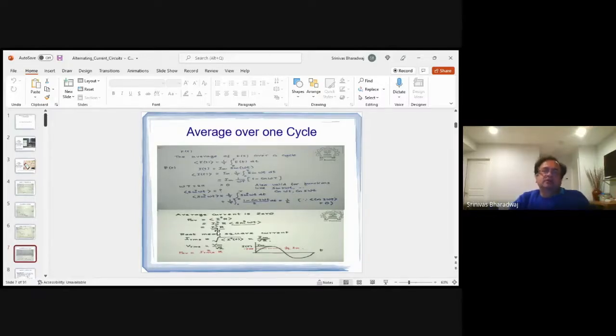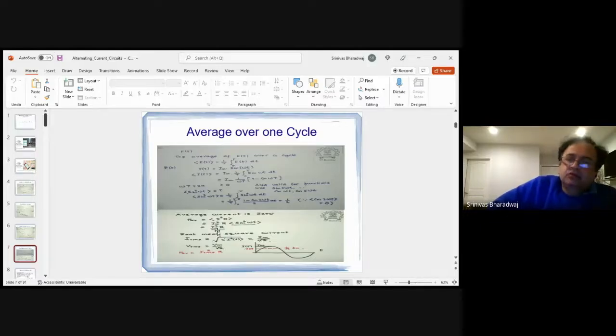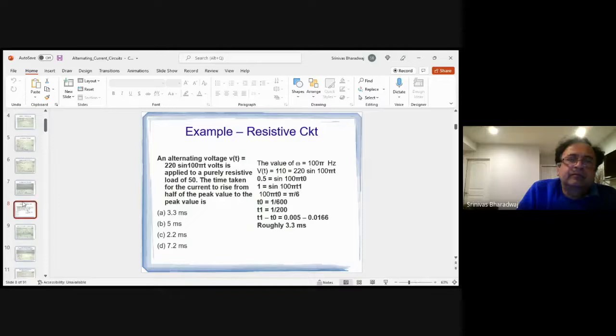So what is the average for sine? For sine over one cycle, the RMS for sine is 1 by root 2, right? Therefore, you have Vrms is V times 1 by root 2, and Irms is I times 1 by root 2. And therefore, the P average is I square RMS times R. So it will be I max times root 2 by root 2, right? So it will become I max square R by 2. Okay?